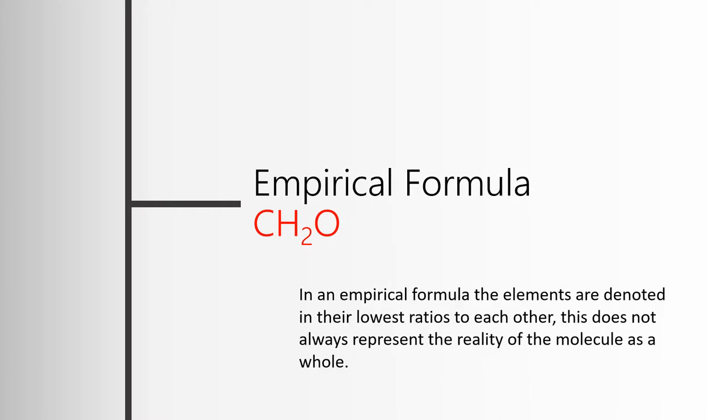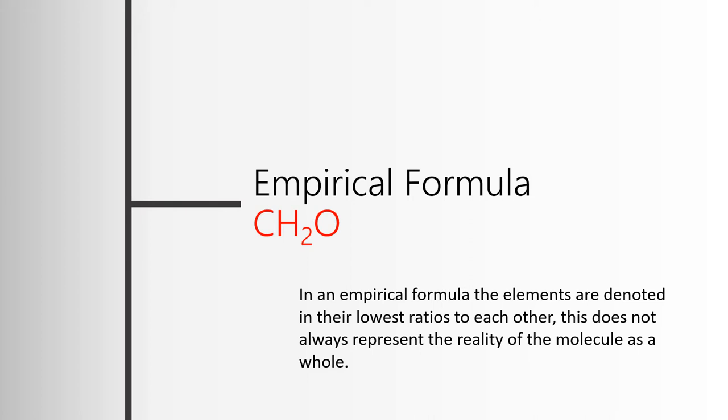You can simplify that formula too. If we look at that past formula, C6H12O6, we can divide all those numbers by 6, where we get CH2O. This is what's referred to as an empirical formula. It's the lowest ratio of atoms to each other.